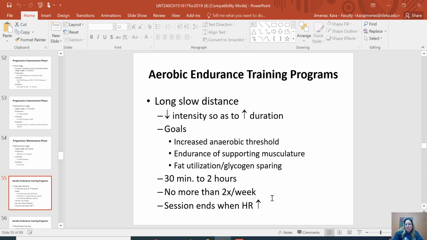Well, usually when the heart rate starts to increase. We want to reach a steady state heart rate, but if we tend to see it go up, that's an indicator that you should stop that.